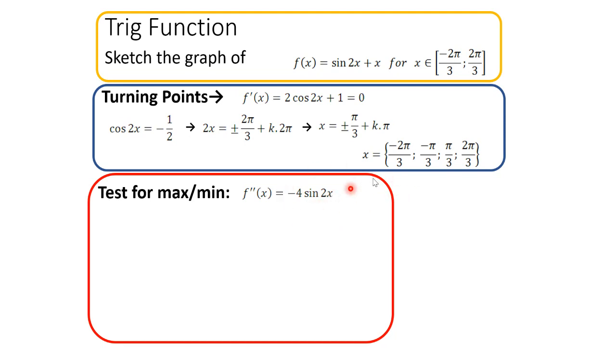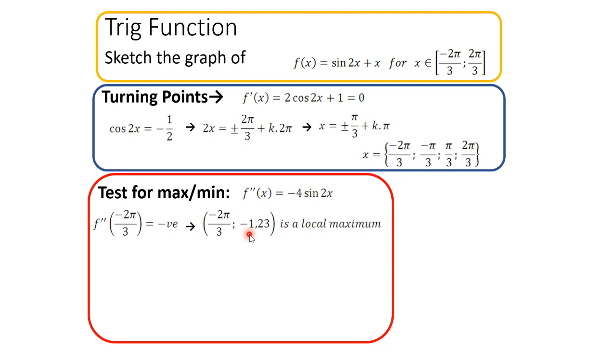All right, so I'm going to now test the x value. This x value, I'm going to sub it. I've calculated the second derivative here from the first derivative, and I get negative 4 sine 2x. Now I'm going to take each of these x values and sub it into the second derivative to check if it's positive or negative, and sub it into the original to get the y value of my turning point. So I sub it into my second derivative, I get a negative answer. That means that I'm going to get a local maximum.